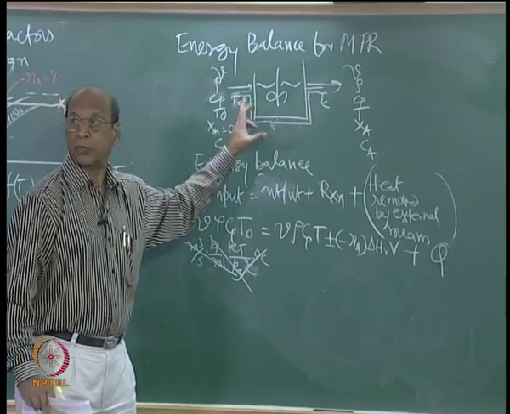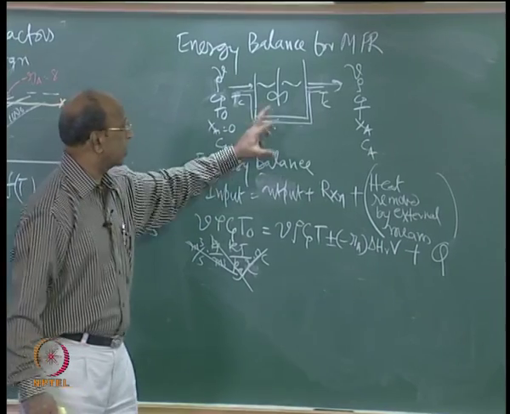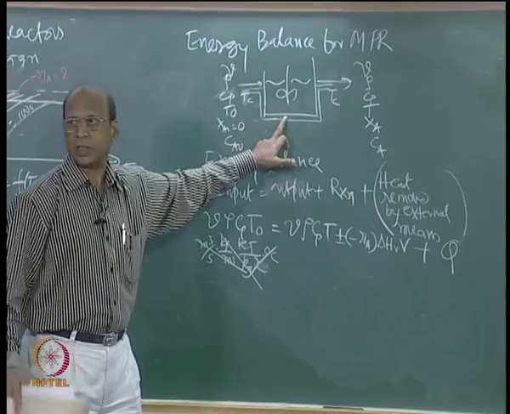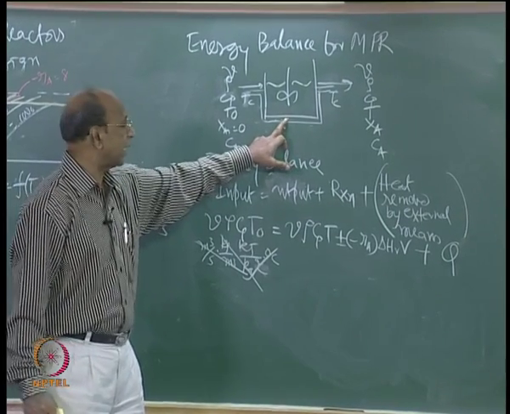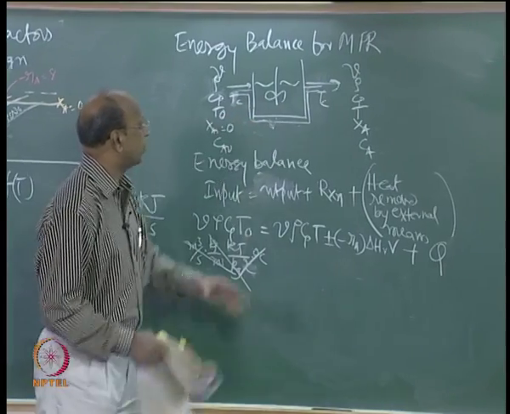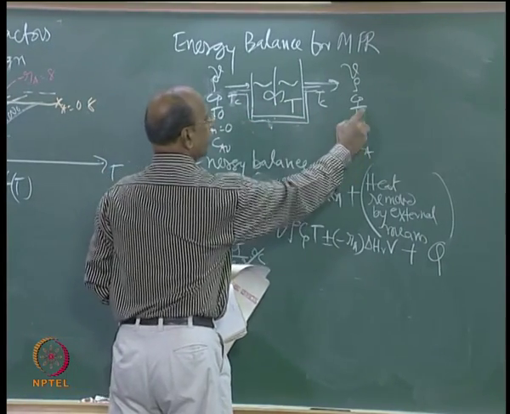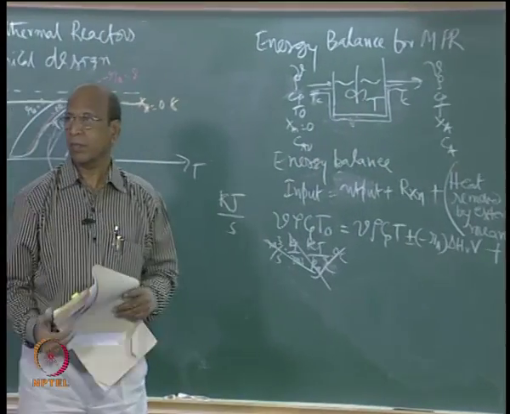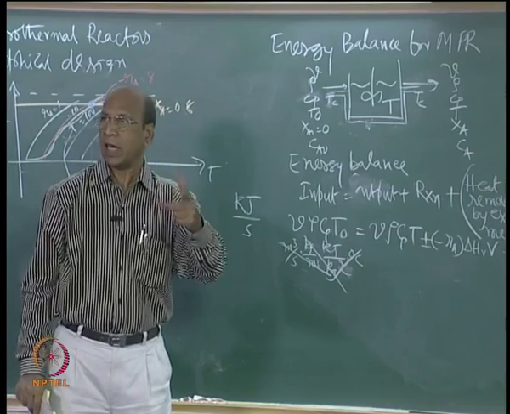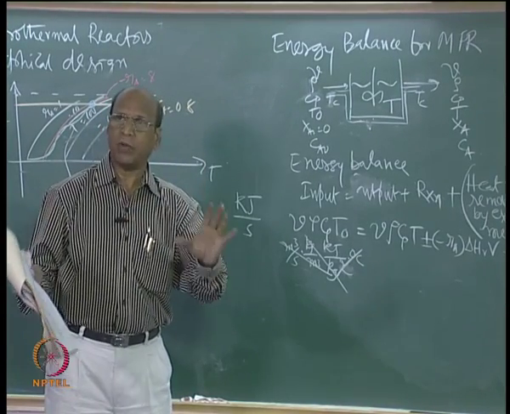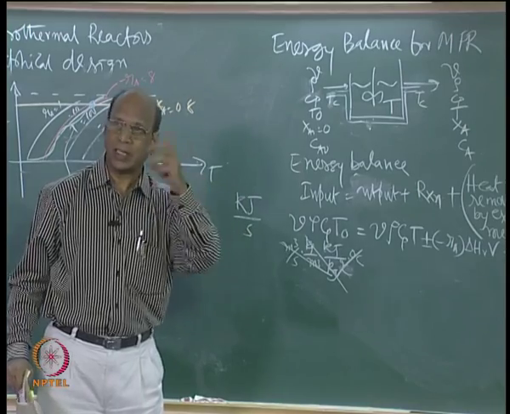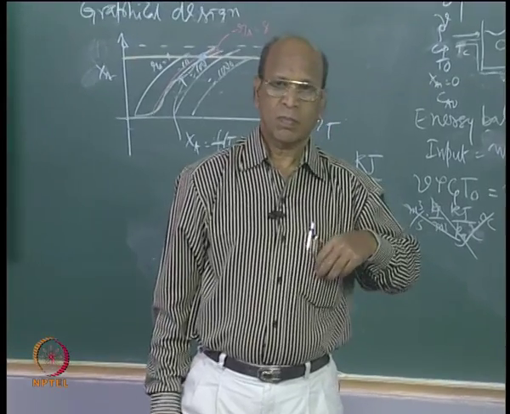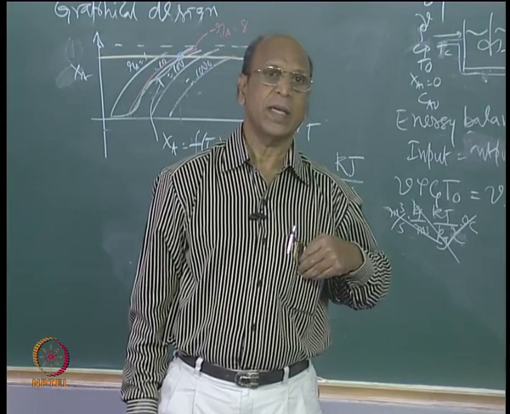What is A? It is the heat transfer area. U is the overall heat transfer coefficient between this liquid and the jacket. And delta T is T minus T C everywhere, because you have the same temperature T everywhere. That is why we assumed a fluid that can absorb any amount of heat without increasing its temperature. That means C P must be very, very high.